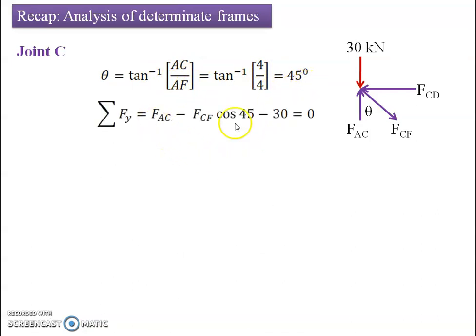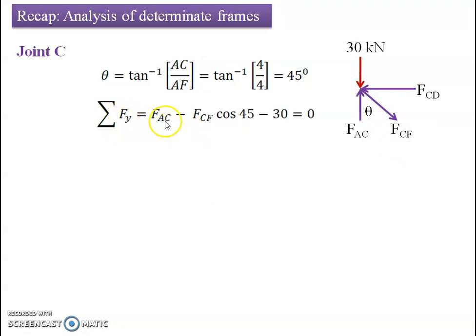Now I will extend the part related to application of your equilibrium equations here. Summation of vertical direction equals 0. If I go with the horizontal direction, there are two unknowns, and the resultant equation will have two unknowns. That's why I will first move with the vertical. Two forces are known here, 30 kilonewton and the force in member AC. Only one unknown will be there, so we can easily get its value. That's why I will move with the vertical direction first.